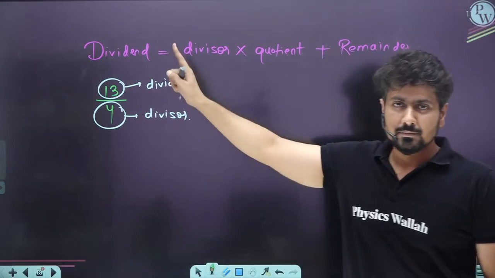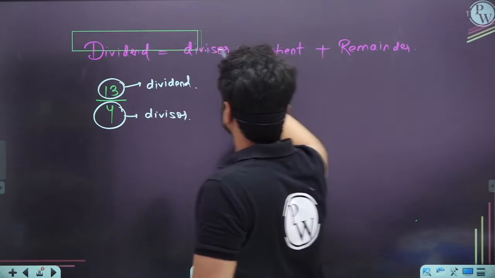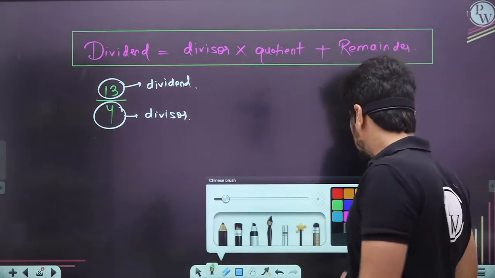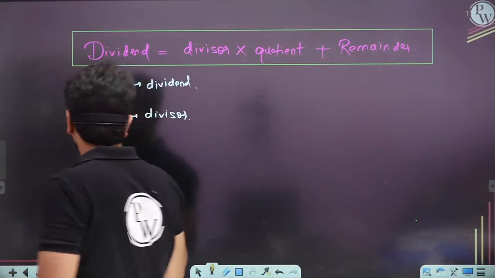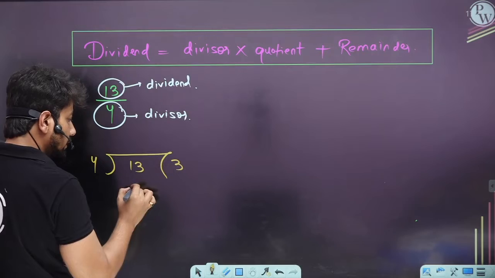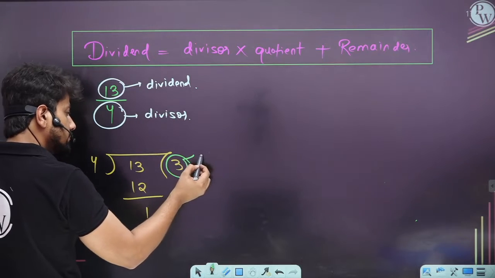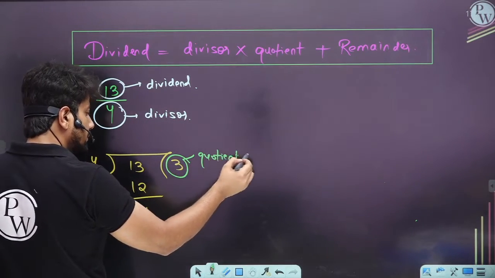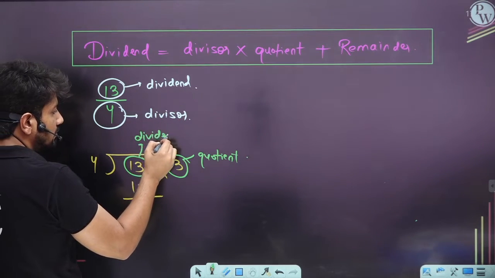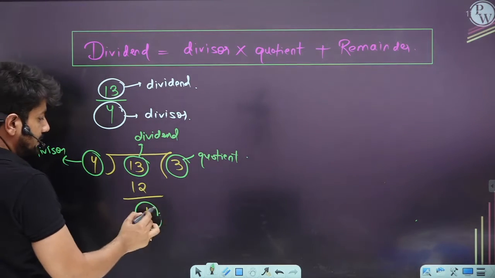Let's see whether this works or not. Dividend is equal to divisor multiplied by quotient plus remainder. Now what is quotient? If I divide 13 by 4, 4 3s are 12, and 1 remains. This 3 is known as quotient. I have already told you, this is dividend, this thing is divisor, and this is remainder.